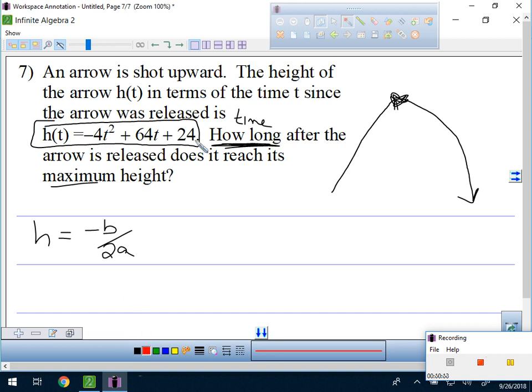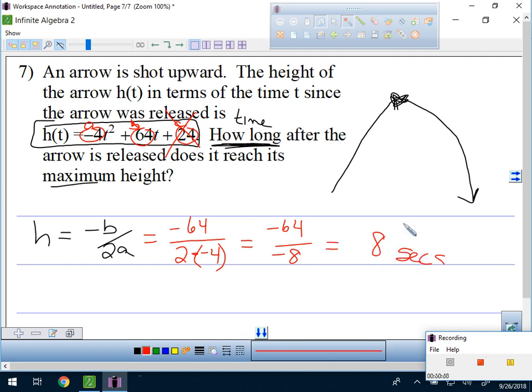If you remember, this is in standard form, so a is negative 4, b is 64, and c is 24. In that formula, we don't even need c, so if you just want to cross that out, you're fine. But a is negative 4, b is 64. If I plug it into my formula, I'd have negative 64 over 2 times negative 4. So I'd have negative 64 divided by 2 times negative 4. You can use your calculator. I'm going to end up getting a positive 8, so the answer is 8 seconds. And that's it.